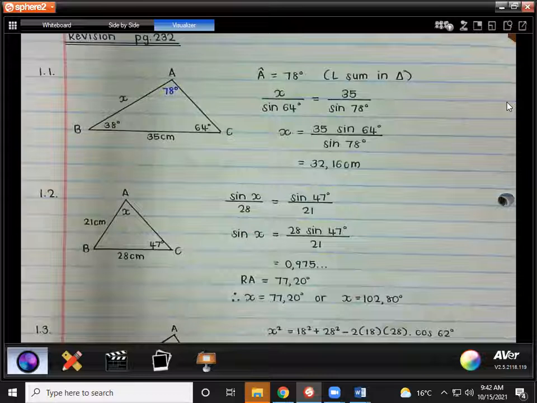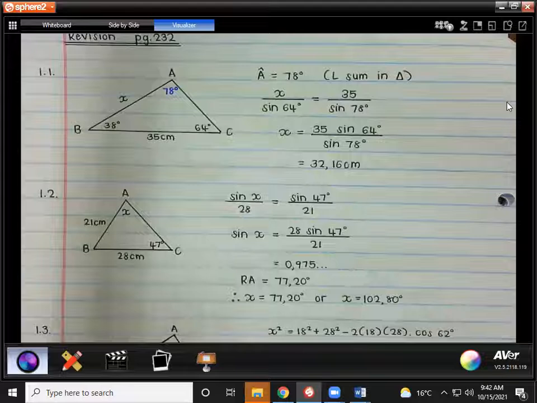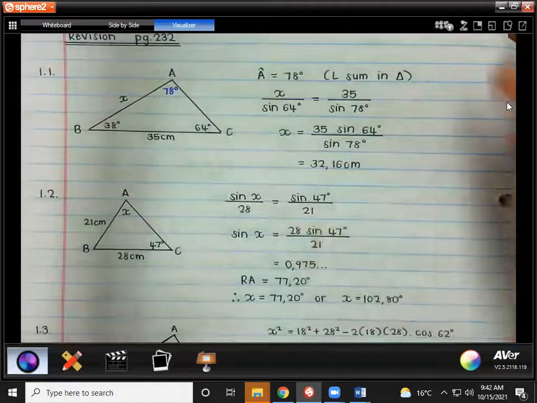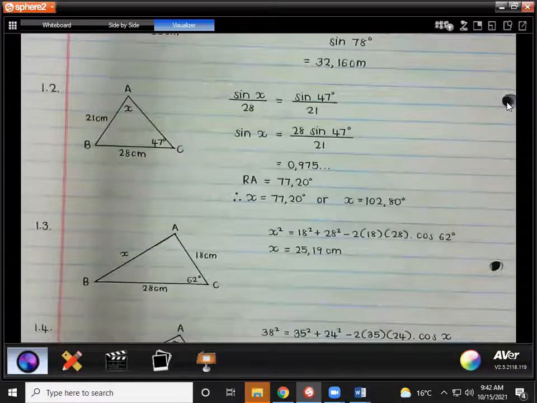You can see number 2 there as well. It was again finding an angle using sine rule, and both of the solutions were valid for number 2, so I wrote down both of them. There is number 3, very straightforward. You could just use cos rule straight away to find x.